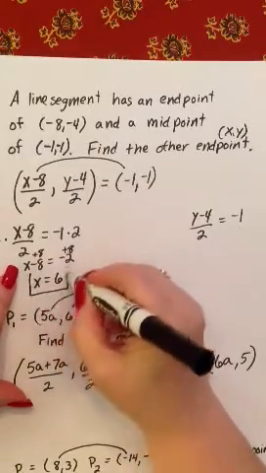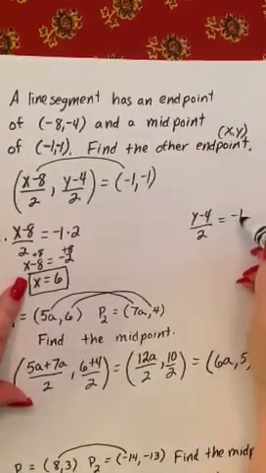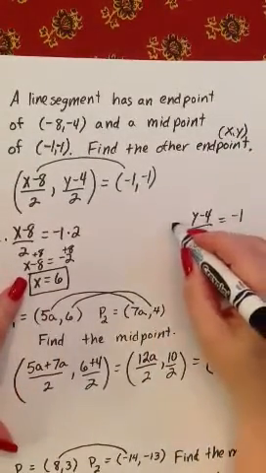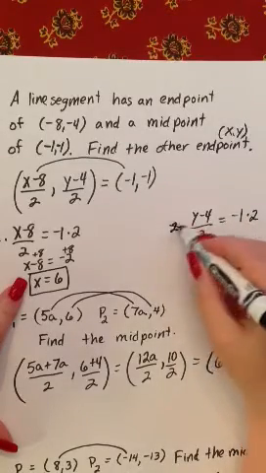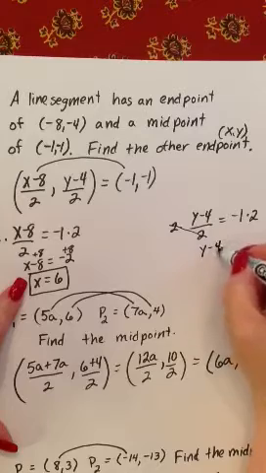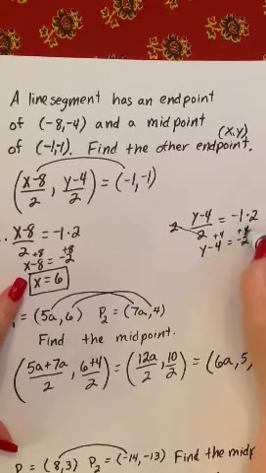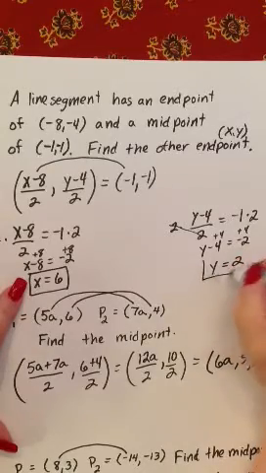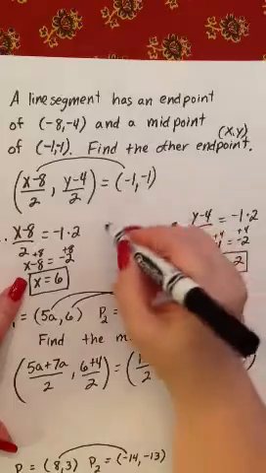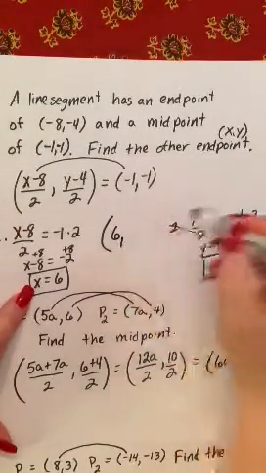So now I know part of my answer. The x coordinate is 6. Then to figure out the y coordinate, I'm going to do the same thing. I'm going to multiply both sides by 2. These cancel, so I get y minus 4 is equal to negative 2. Then I just add 4 to both sides, so I get y is equal to 2. So now I know the x and the y coordinates. My answer is the other endpoint would be (6, 2).